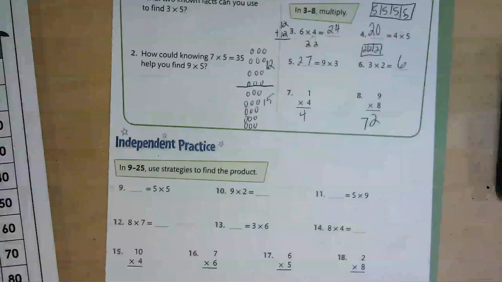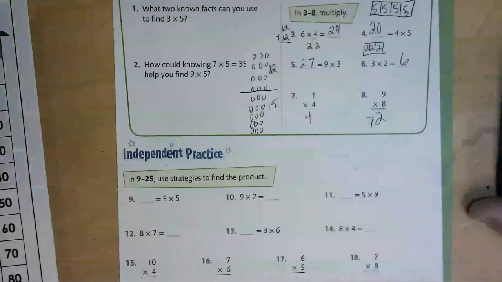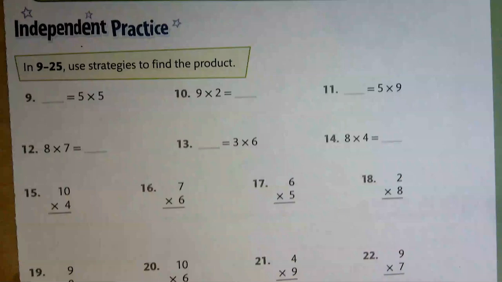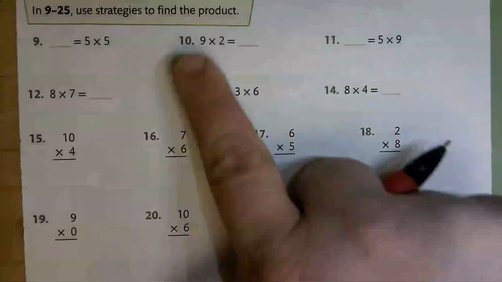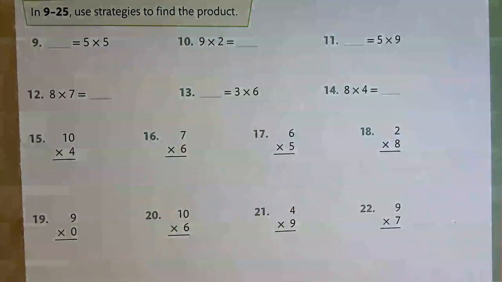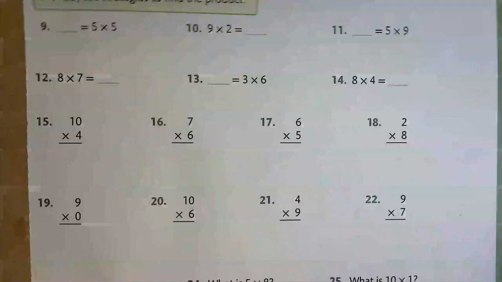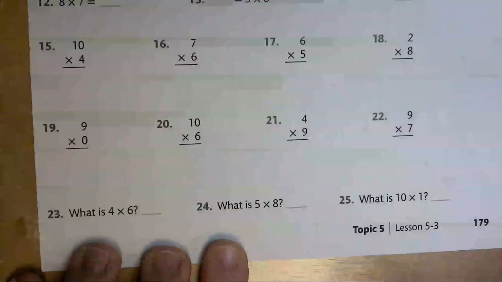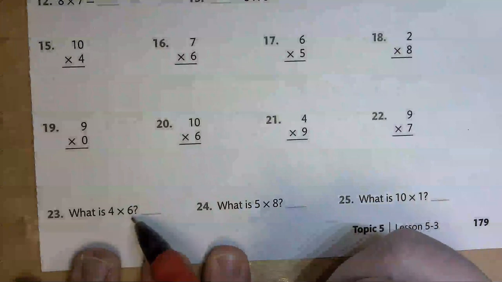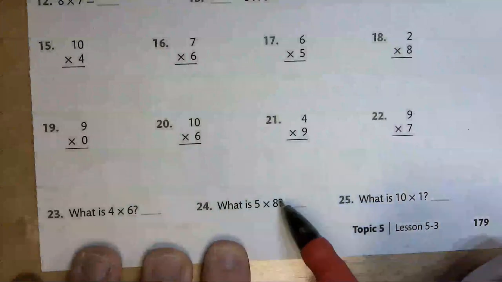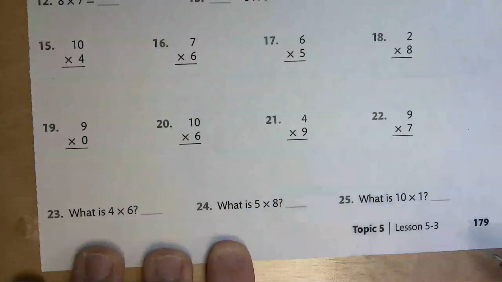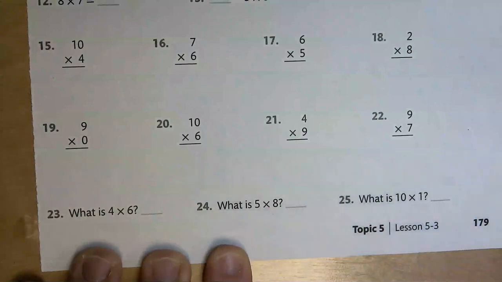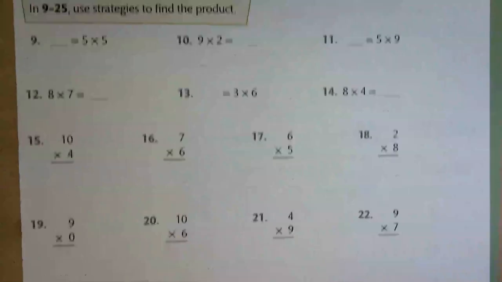All right. Now, don't forget, when we get into our independent practice, some are written out horizontally, some are written on top of each other vertically, and then down here it just says, what is 4 times 6? What is 5 times 8? What is 10 times 1? Those are just different ways to write out those multiplication problems.